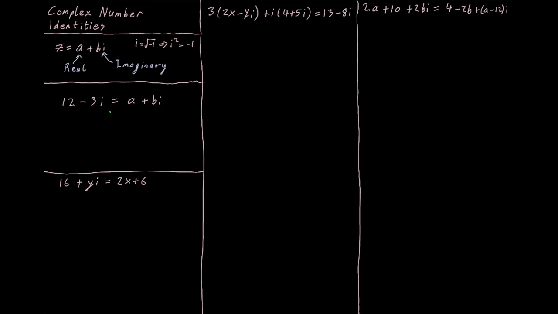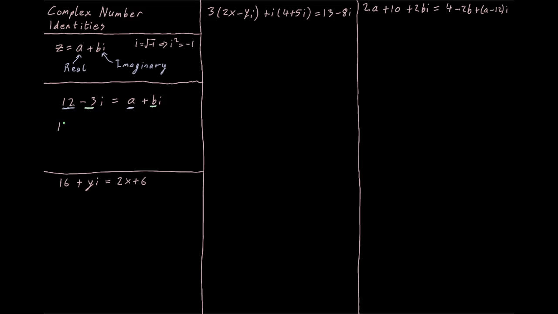So if I have the complex number 12 minus 3i, and that's equal to some unknown complex number, a plus bi, well, the real part is 12 in the first number, and the real part is a in the second number. And for the imaginary bit, the imaginary part is -3, and the imaginary part is b. So the real part must equal the real part, and the imaginary part must equal the imaginary part. That's all we're going to do.